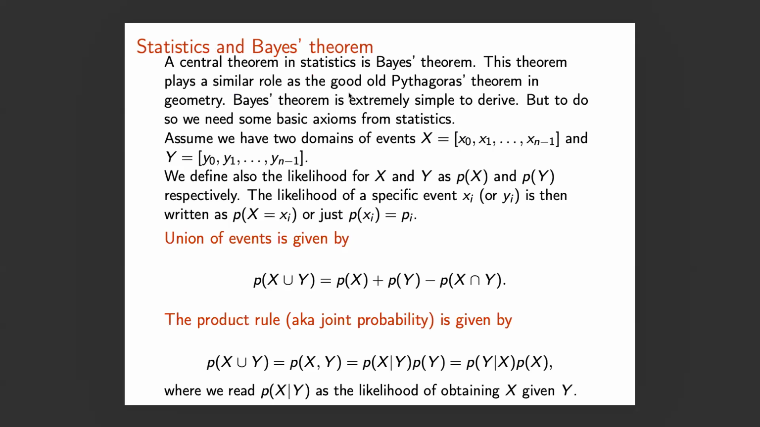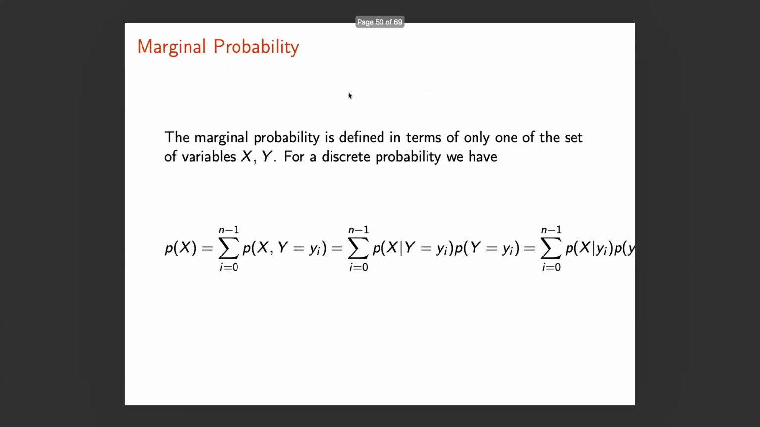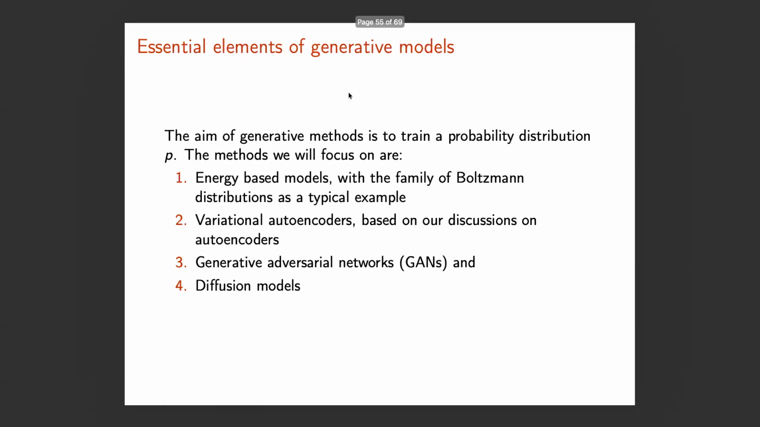I'm going to come back to this a little bit later, so let me just skip it. What we are going to look at in quite some detail is energy-based models, which start with the Boltzmann distribution. If you're familiar with statistical physics, the input is actually the energy of the system. That's the argument to the Boltzmann distribution. We are going to look at variational autoencoders, which is a follow-up of the discussions of autoencoders. And then we are going to look at diffusion models and generative adversarial networks.